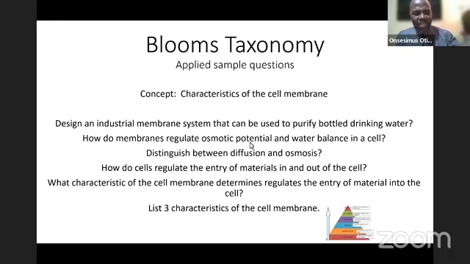That's evaluation. Now, when you go to creating, you can say, design an industrial membrane system that can be used to purify bottled drinking water. This is very, very applied. All right. So these are the different levels you can ask. And these questions basically ask for an essay. Students are writing down information, and you're going to read it and evaluate it to see whether they actually answered the question correctly.